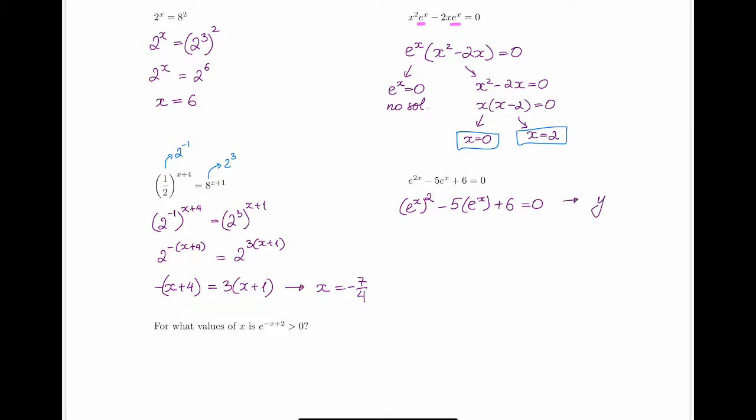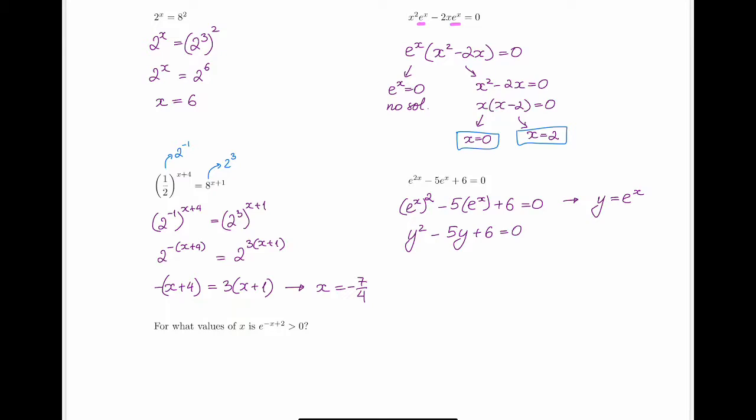So let me name it something else. Let's say that instead of e to the x, I'm going to call it y. Okay, and then replacing it, I can certainly see the quadratic structure of the equation much better.